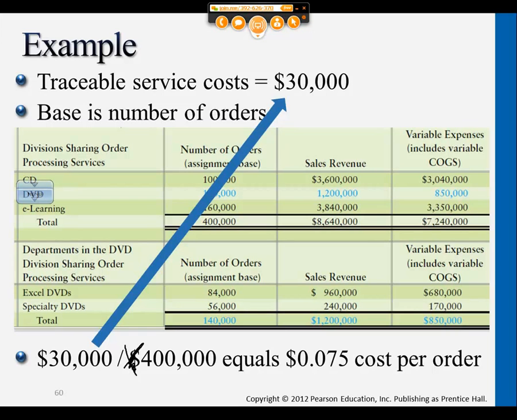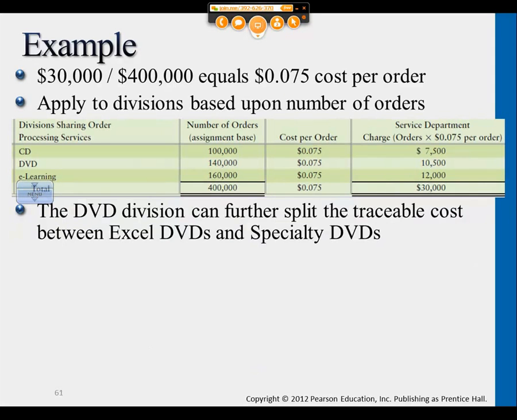So to get cost per order, you take your traceable service cost divided by the total number of all orders, or, well, in this case, whatever the base is that we're using. All right. So let's look just a little bit further. So we got this cost per order. Great. What am I going to do with this? So I just put it there that you have this 0.075 cost per order as just given to you. Again, this is not a dollar sign.